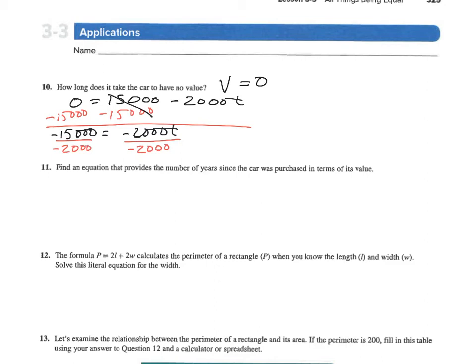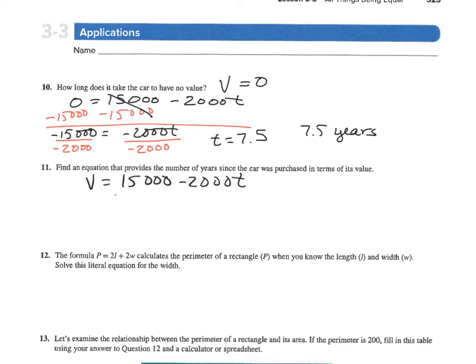Okay, and as you see, we get T equals 7.5. So it's going to be 7.5 years after it was purchased, it will have no value. And then 11 says, find an equation that provides a number of years since the car was purchased in terms of its value. Basically what they're asking us to do right now is to take our original formula, V equals 15,000 minus 2,000 T, and they want us to solve for T.